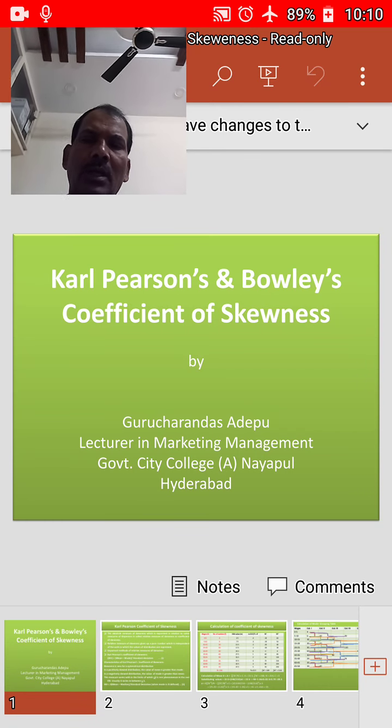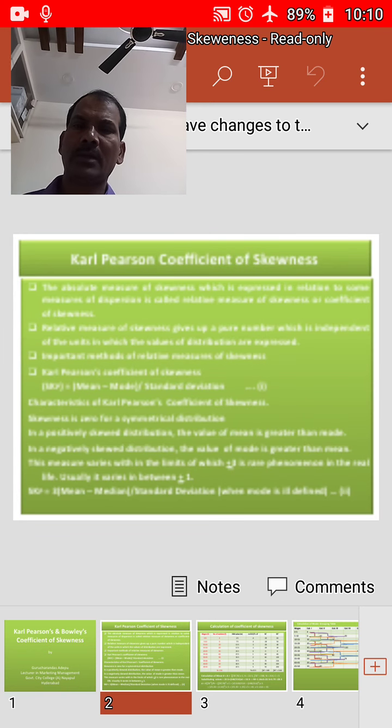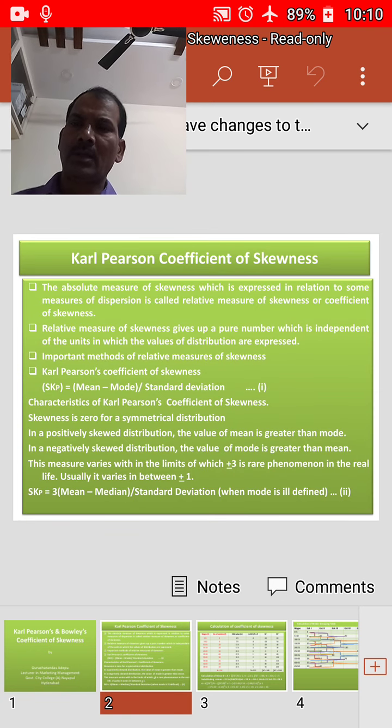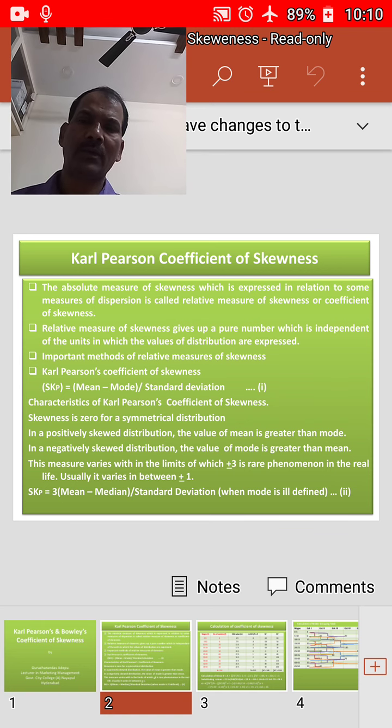Hello, today's class is on relative measures of skewness. The absolute measure of skewness, which is expressed in relation to some measure of dispersion, is called relative measure of skewness or coefficient of skewness.